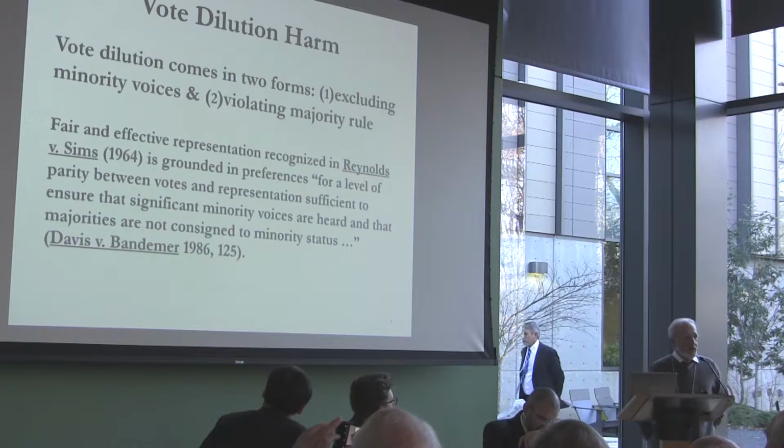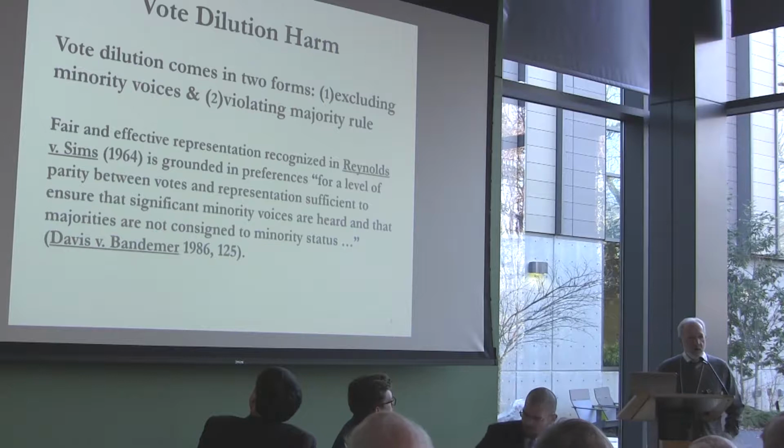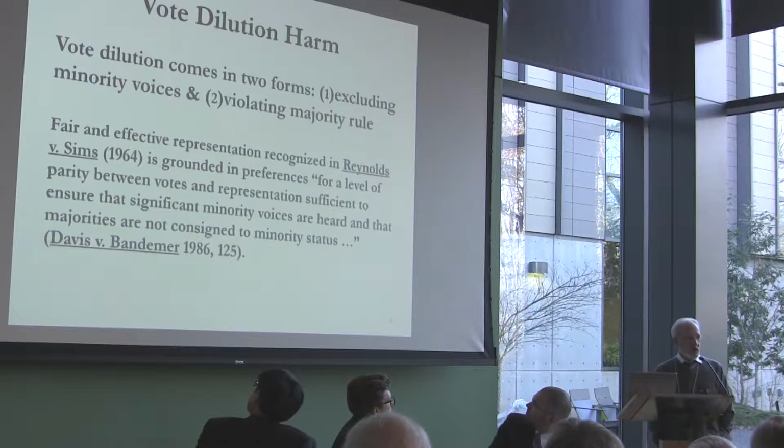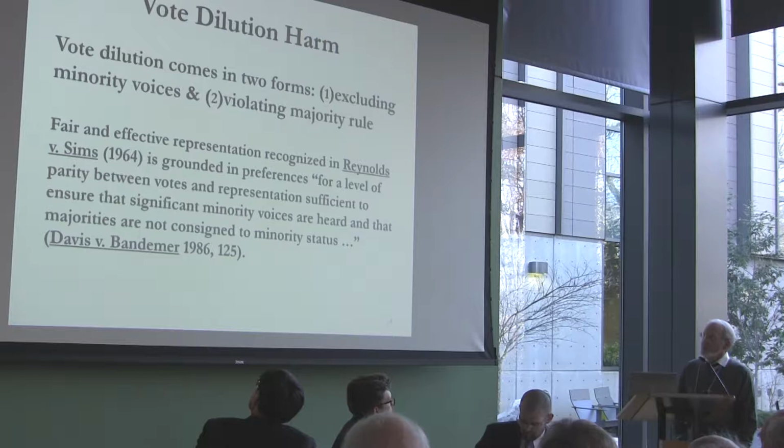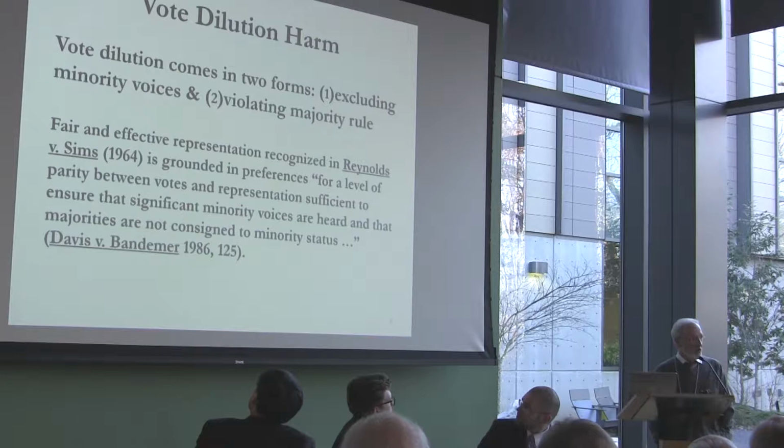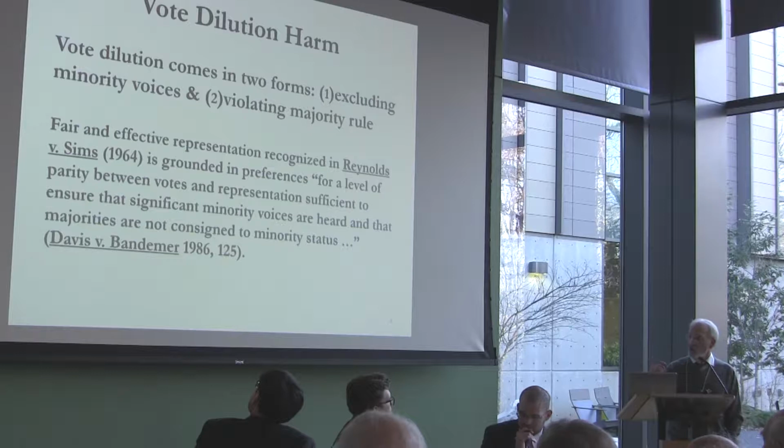I want to highlight that vote dilution actually comes in two forms. And here is a sort of novel legal argument. Everybody that I'm aware of and that I talk to seems to focus on vote dilution as a matter of diluting people's representational rights. And I think that's true. But as Justice White wrote, for the majority, so the Supreme Court endorsed this idea in the Vandermeer case, fair and effective representation following from Reynolds is grounded in two preferences. One is for a level of parity between votes and representation sufficient to ensure that significant minority voices are heard, and that majorities are not consigned to minority status.